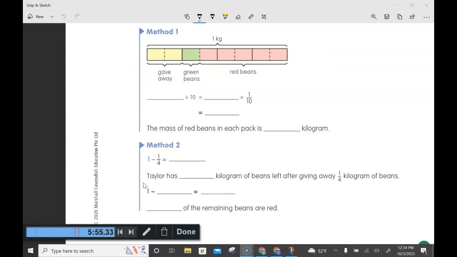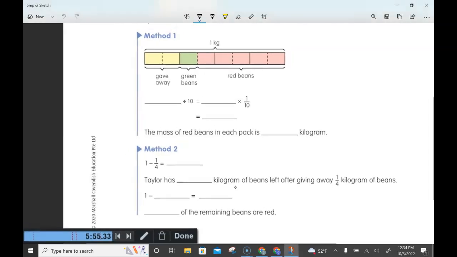Okay, so first of all, we know that Taylor buys 1 kilogram of beans and gives 1/4 kilogram away. So we have 1 minus 1/4 is 3/4. Okay, where am I getting that 1 and 1/4 from? The 1 is the pack, 1/4 was given away. So now what we have here is that Taylor has 3/4 kilogram of beans left after giving away 1/4 of beans.